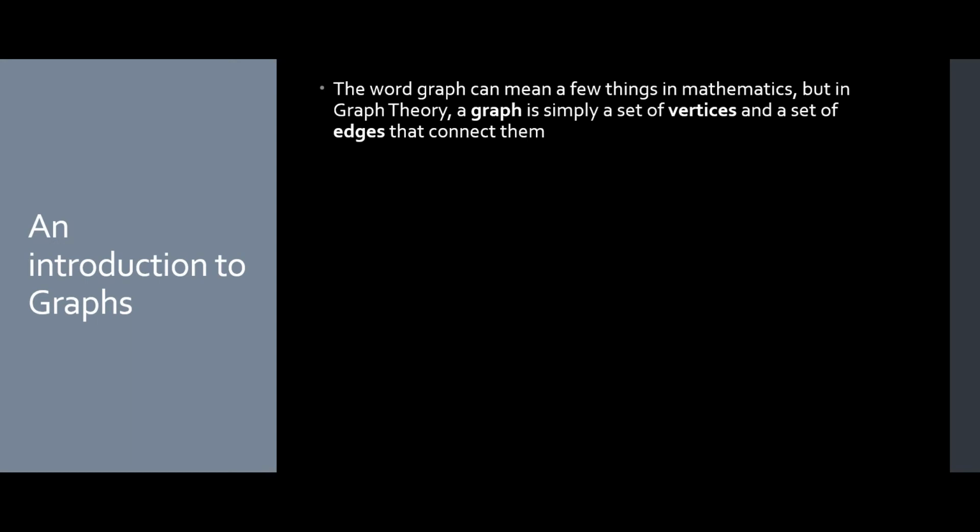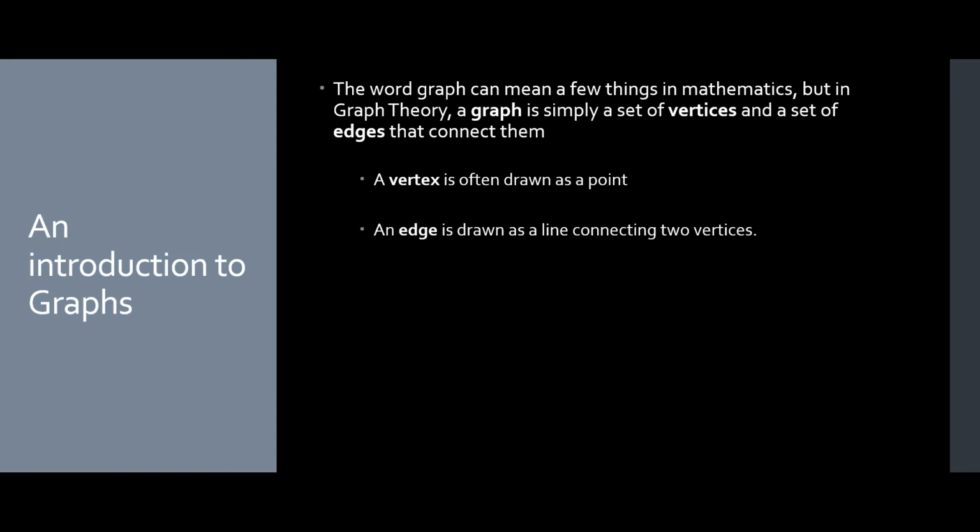First up, what's a graph? Well, the word graph means a lot of different things in math, but in graph theory it's going to be a set of vertices and a set of edges that connects them. Now that seems a little bit over the top, but don't worry. A vertex is just going to be a point, like something that we can just draw. And an edge is just going to be a line that connects the two vertices.